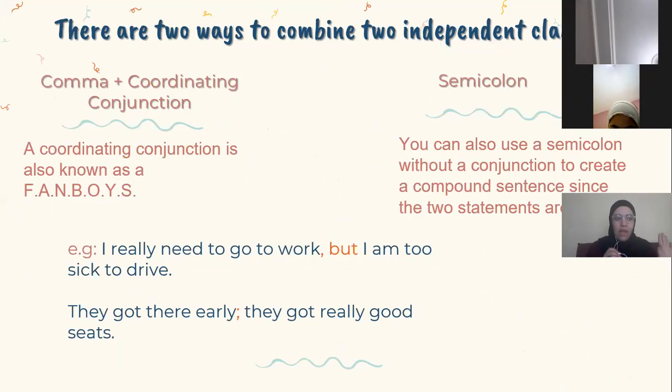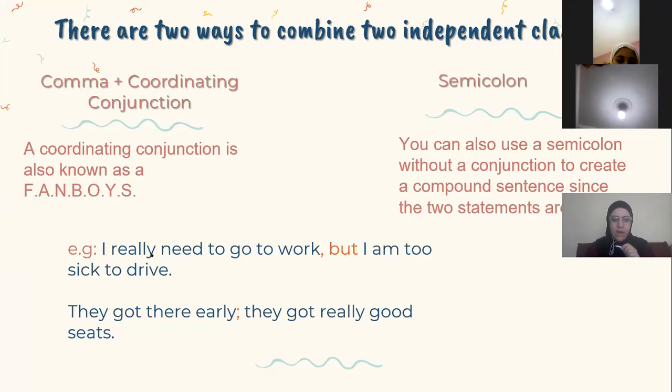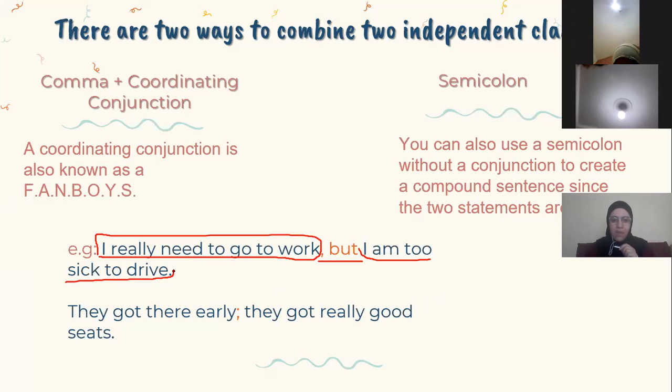Do not add a fanboy after it. But if you want to use a comma, then you have to use a coordinating conjunction with it. Okay, guys? Like these examples. I really need to go to work, comma, but I am too sick to drive. I really need to go to work is the first independent clause, the first simple sentence. I am too sick to drive is the second independent clause, and we join them with a comma and a coordinating conjunction, but.